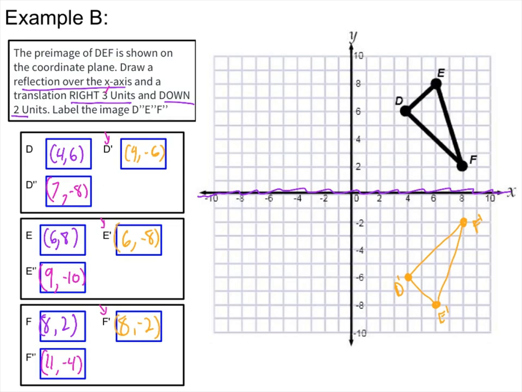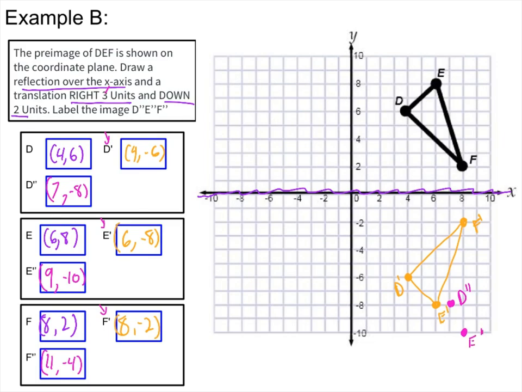Looks like one of them is not going to be quite on our coordinate plane, but we can make it work. So our first point is going to be at 7, negative 8. So we're going to go over 7 and down to negative 8, which it appears is right here. And that's going to be our D double prime. We're going to do 9, negative 10, so over to 9, down to negative 10. And that's going to be our E double prime.